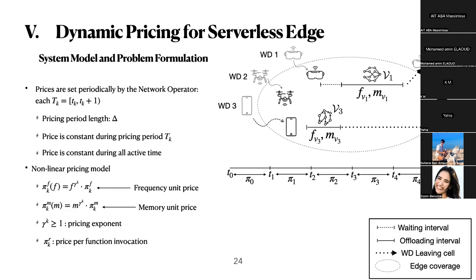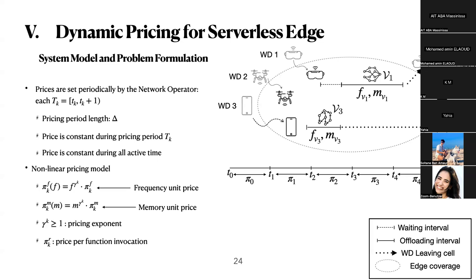The network operator will set the prices periodically at each T_k, and the length of a pricing period is delta. During this delta, the price is constant. So T_{k+1} is basically T_k plus delta. The price is also constant during all the active time, which means that if you are accepted in pricing period T0, you will be charged following the price of T0, and even if you leave at T4, you will always be charged based on this price. We will announce the price to the user, and it will stay with them until the wireless device finishes uploading.